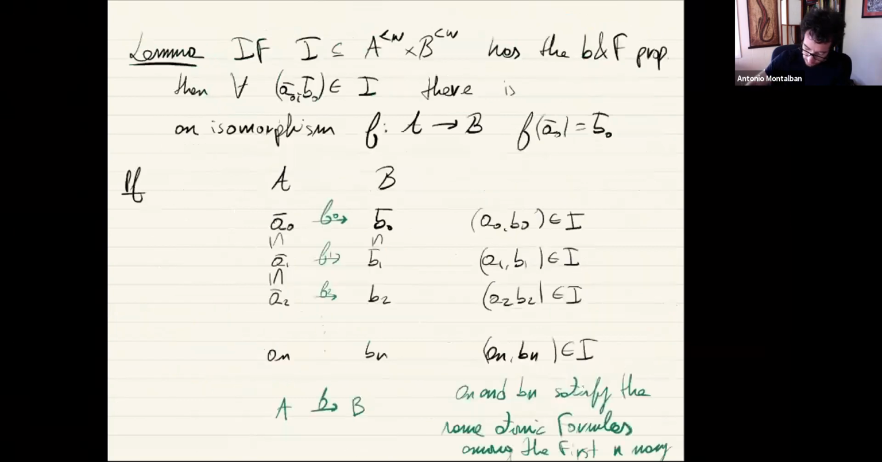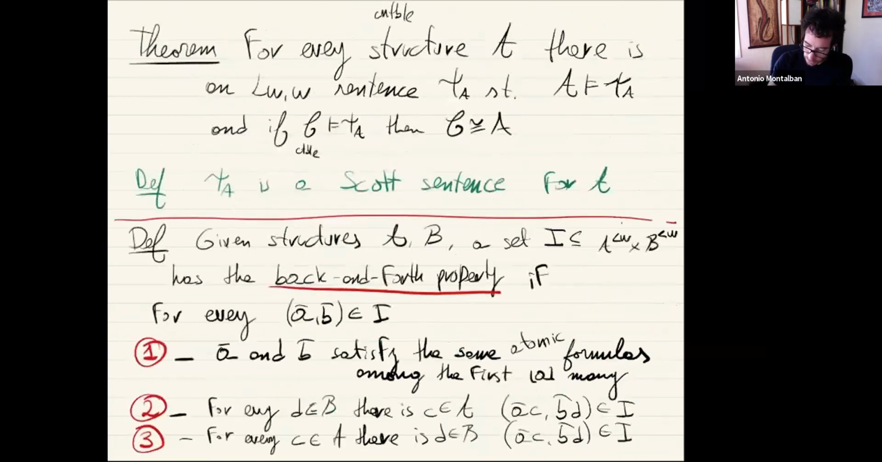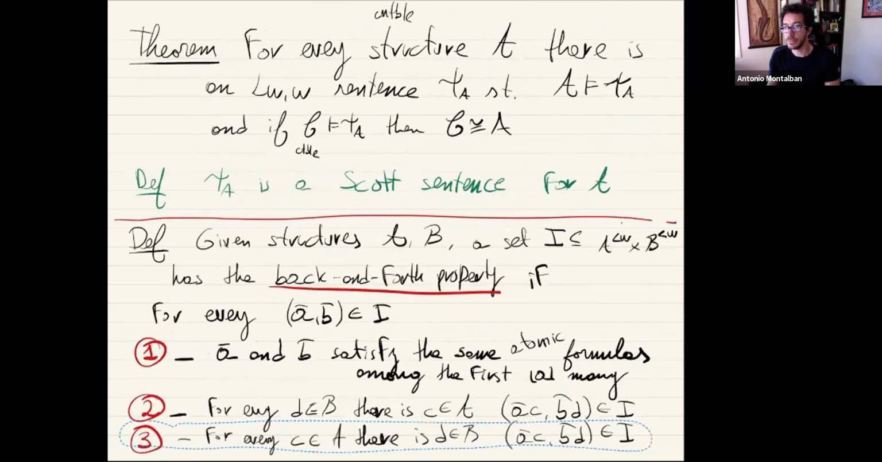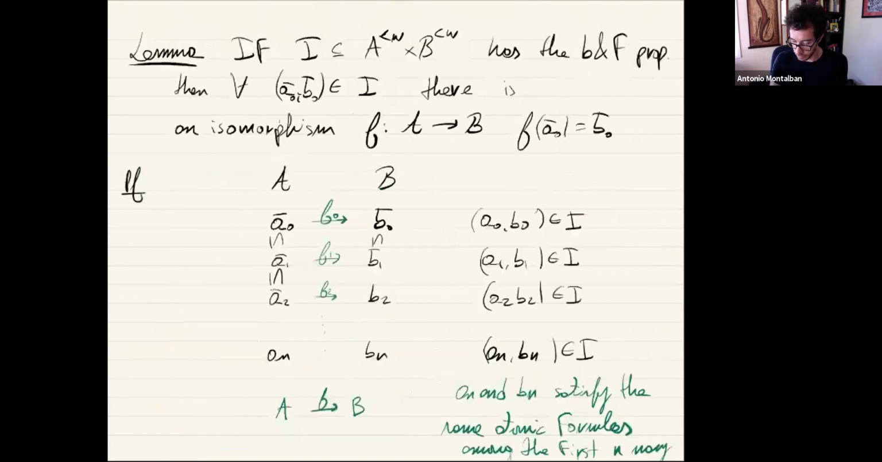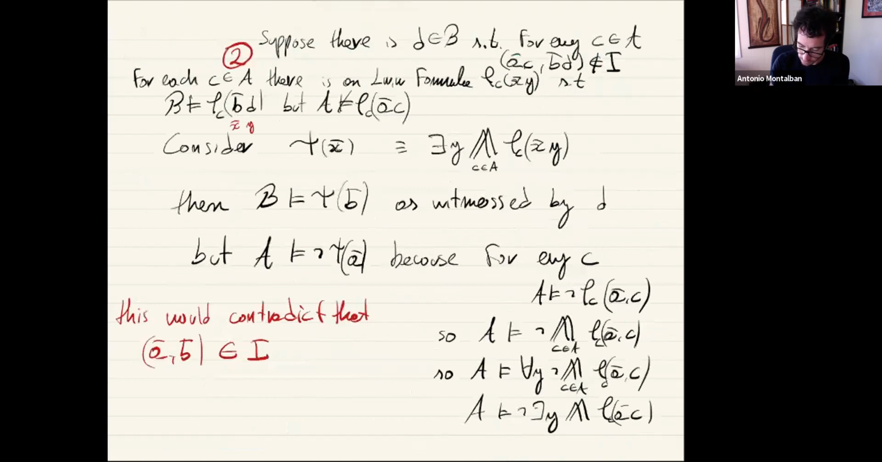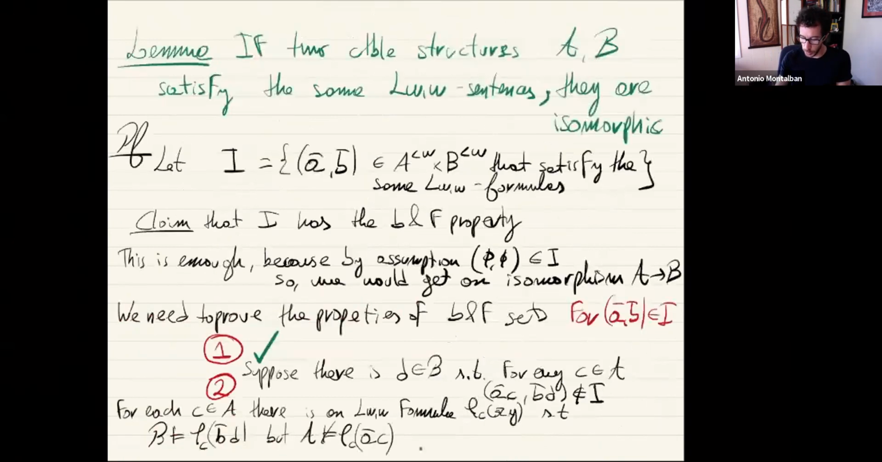Number three up here is completely analogous. It's just the other way around. So the proof is exactly the same. Okay. So that proves this lemma that if you have two countable structures that satisfy the same L omega 1 omega sentences, they must be isomorphic.